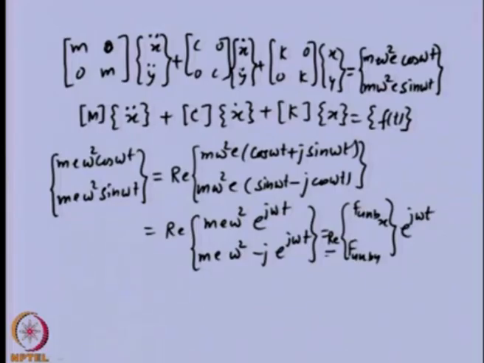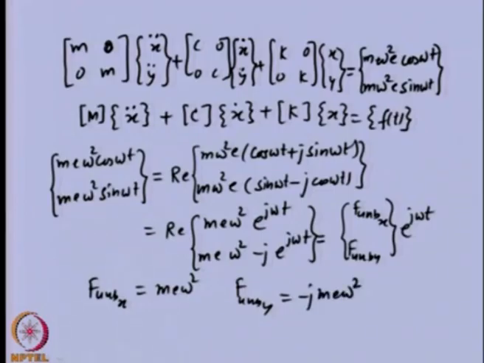Now we know that we are interested in the real part only, because on the left hand side of the expression all are real quantities. So we can even drop this term from this, and it will not make any difference. And where this f unbalance in x direction is me omega square, and f unbalance in y direction is minus j m e omega square. Now you can see that this is nothing but minus j times f unbalance in x direction.